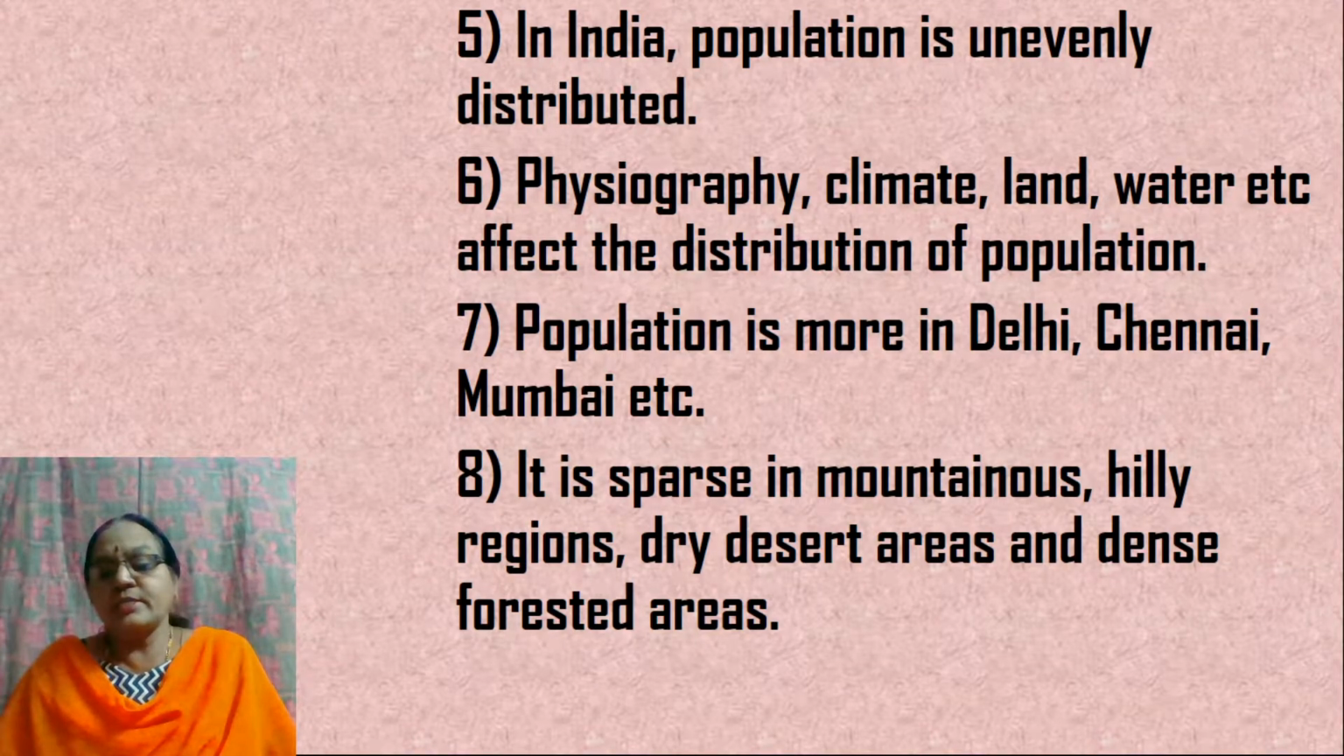On the other hand, in the mountainous regions, or even hilly regions, or dry desert regions where water scarcity is there, or where the climate is not favorable, we find the density of population is sparse. Even in the dense forested regions, the population density is very low.